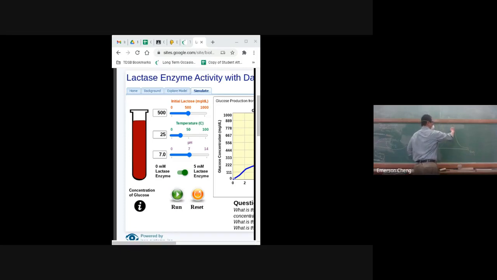The peak here will be the optimum temperature. That's when the enzyme activity is the highest. If you decrease the temperature from here, enzyme activity will slow down because particles don't have enough kinetic energy, KE.